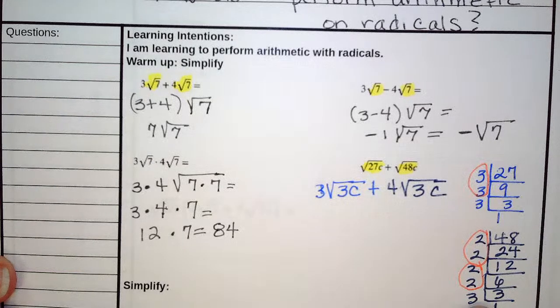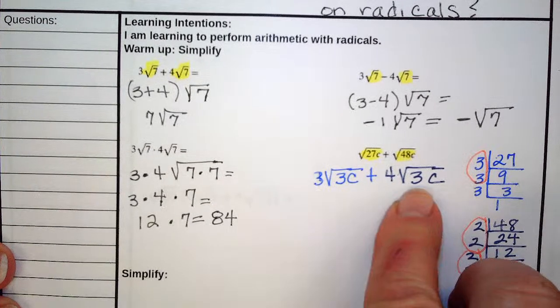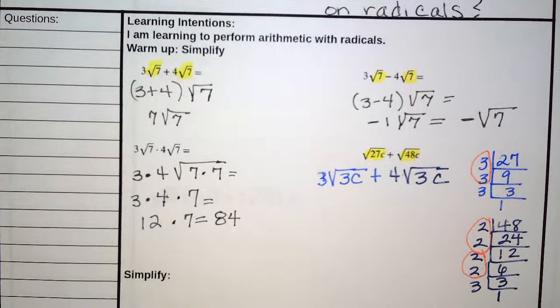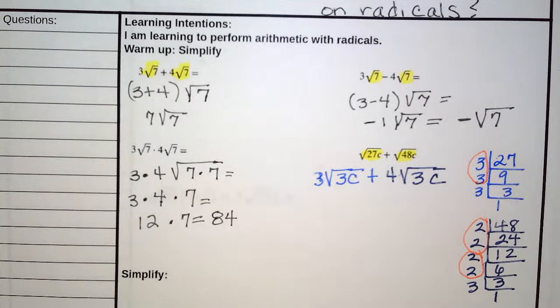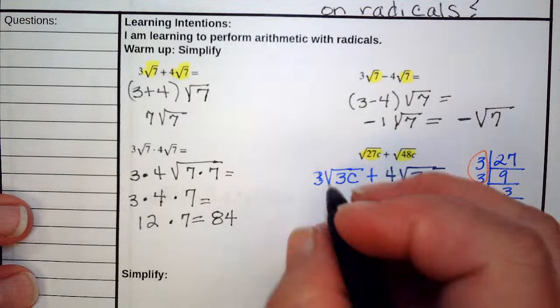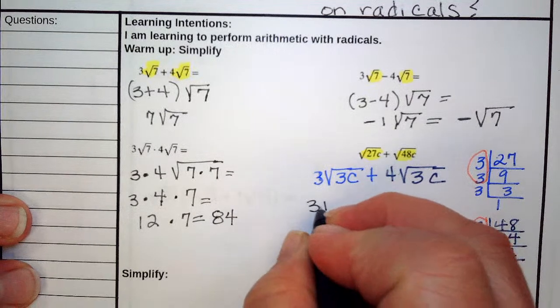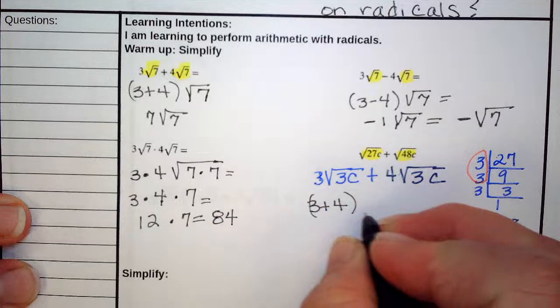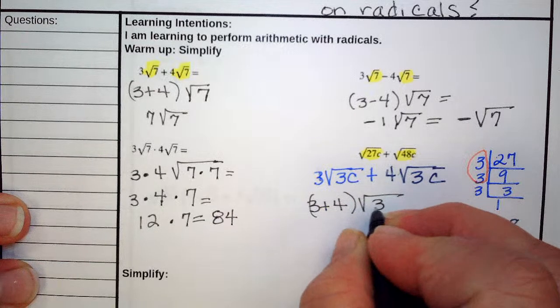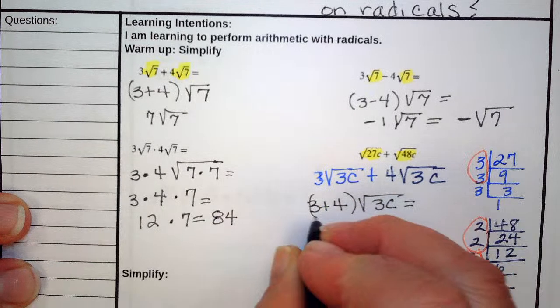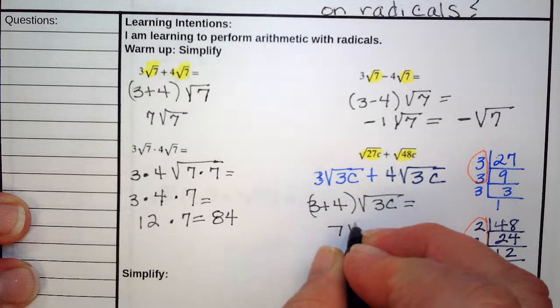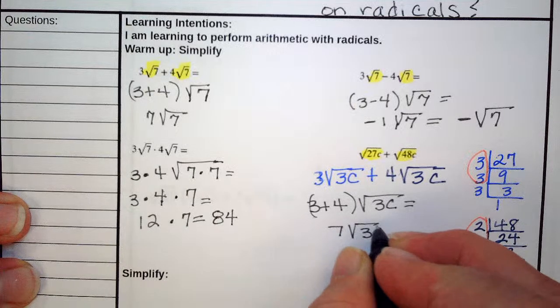I've got that 3 remaining here. It comes back up underneath. Now, I finally have the same radicand. And I simply have to add those two numbers up front. 3 plus 4, square root of 3c. 3 plus 4 is 7. Square root of 3c, and I'm done.